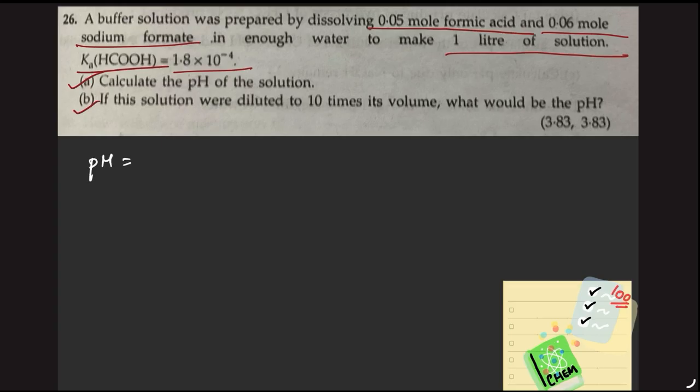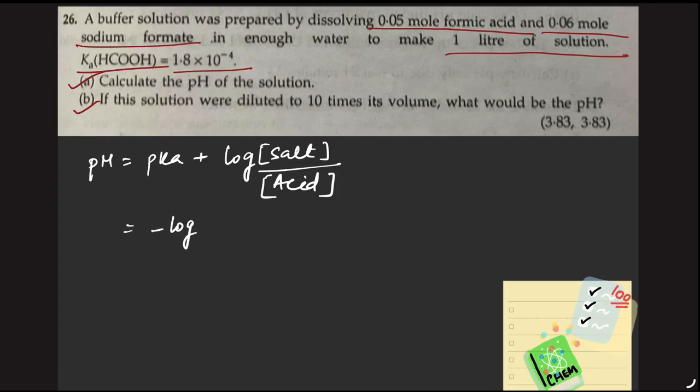pH is equal to pKa plus log salt by acid, the concentration of salt by the concentration of acid, right? What is the value of Ka given in the question? It is 1.8 into 10 to the power minus 4. So this can be written as, now pKa is equal to minus log Ka, and the value of Ka is 1.8 into 10 to the power minus 4, plus log of the concentration of the salt, which is given as 0.06 mole.